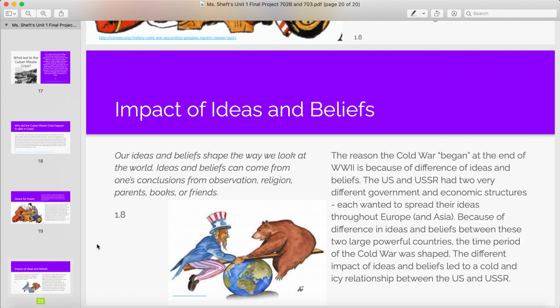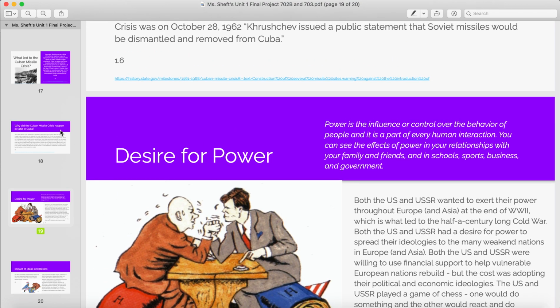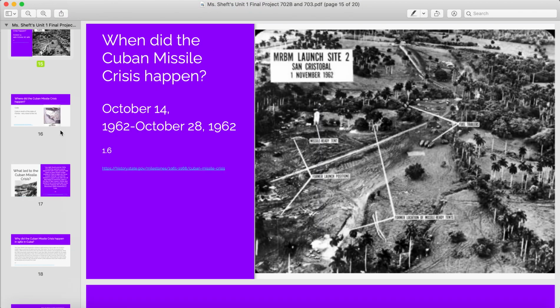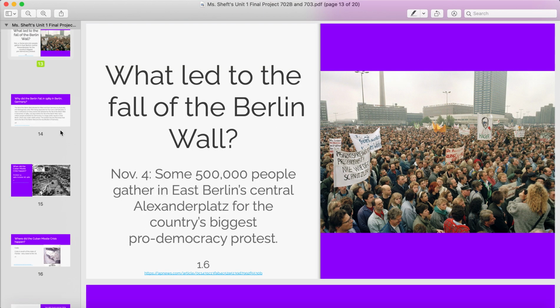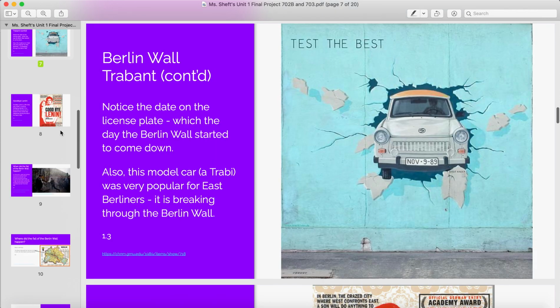So for 1.8, we have an example of impact of ideas and beliefs and a desire for power. Okay, so there's 2 examples of that skill. For 1.6, we see that Ms. Sheft is using the Cuban Missile Crisis to contextualize a historical event as a first example, and then the second example is the fall of the Berlin Wall to contextualize an event.